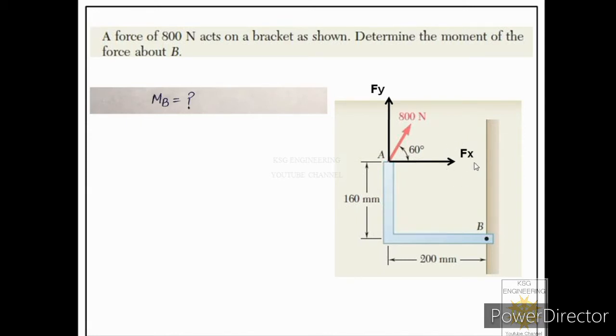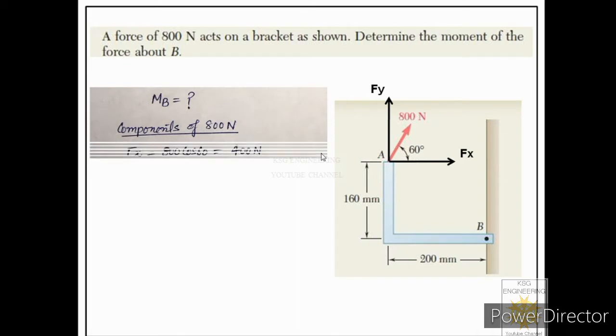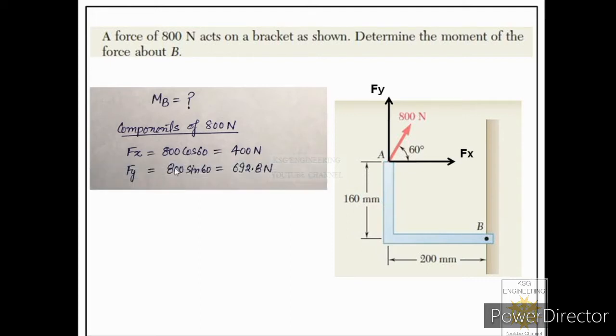So let us first find these two components. Fx is equal to 800 cos 60 because we are considering the angle of this force with this component. So this component will be cos component and other component will be sine component. And the value of the other component will be Fy equal to 800 sin 60. So let us write these two values first. We'll write components of 800 Newton are Fx is equal to 800 cos 60 and Fy is equal to 800 sin 60. We will find the values of these two components.